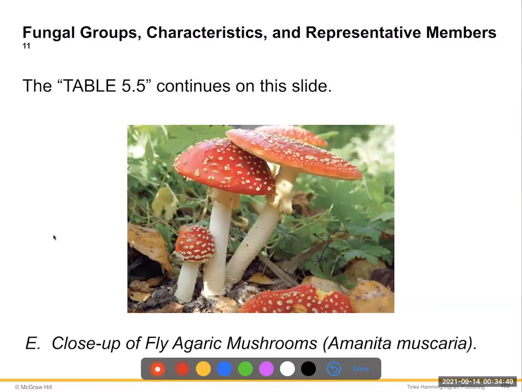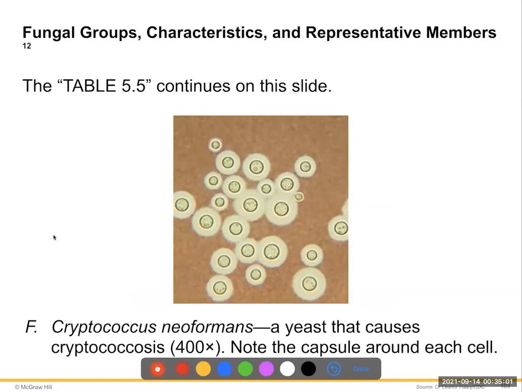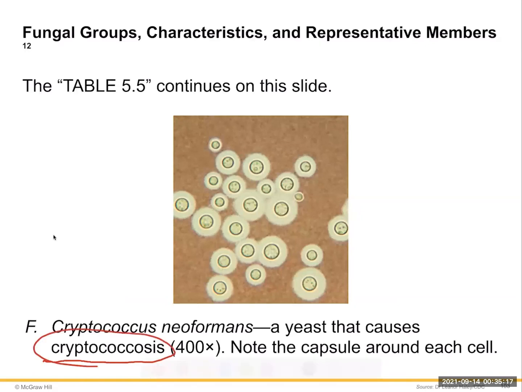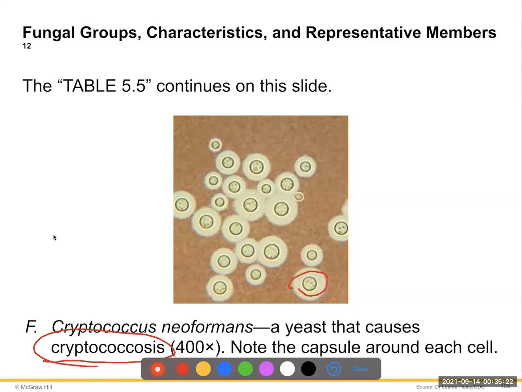Okay, close up of the Amanita muscaria mushrooms. You can see the stalk that forms here, and underneath that are your gills, where all your spores are going to form. They come out through reproduction. This is Cryptococcus neoformans. This is one that is infectious to humans. Okay, it causes lung infections, brain infections, skin infections. Okay, it's a yeast that causes cryptococcosis. There are capsules around every cell, the ones that form the infections.